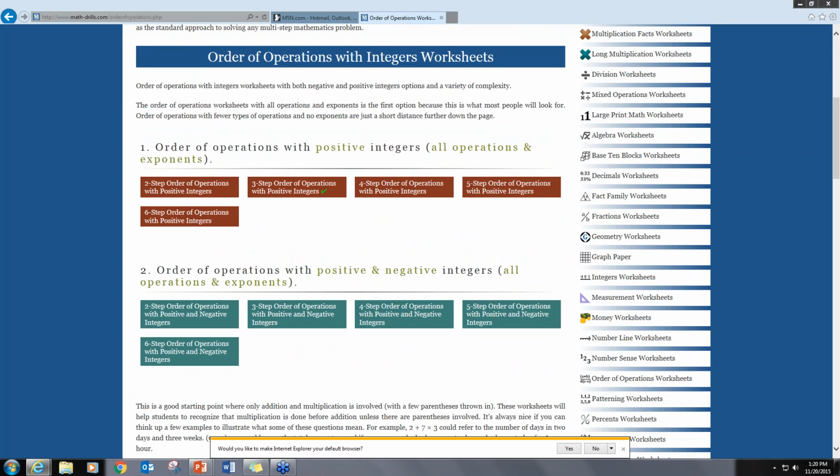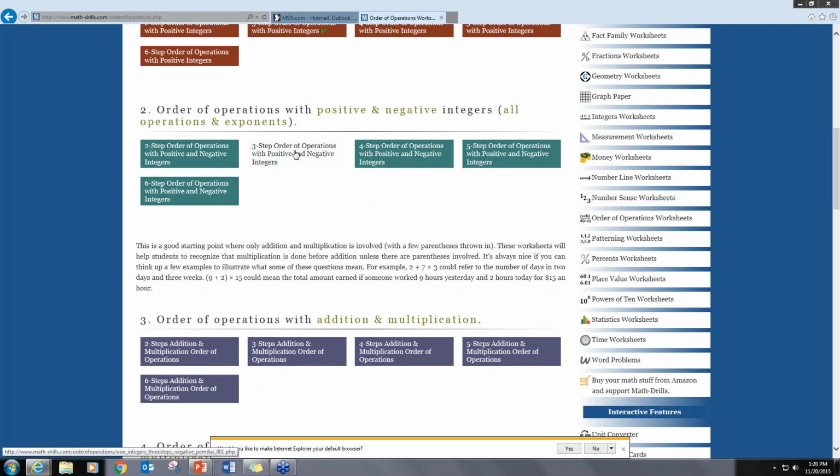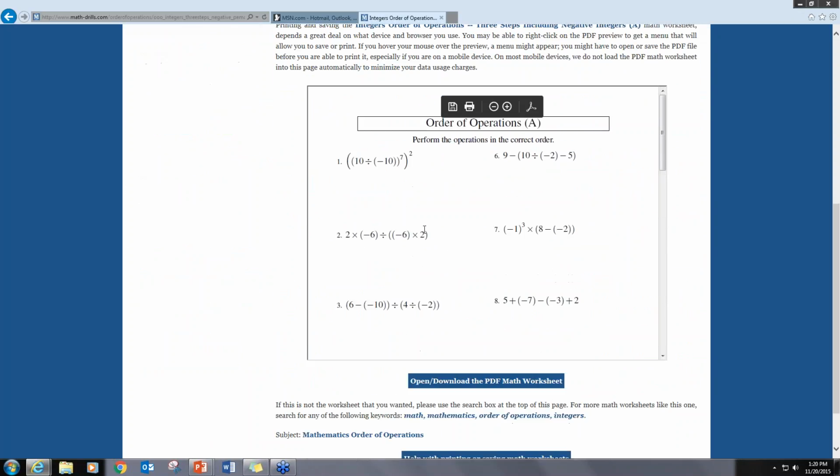And look at all the different types of choices we have. The first one is the order of operations with positive integers, all operations and exponents. We can also choose from positive and negative integers, all operations and exponents. This is where the parentheses might show up that are not a grouping parenthesis, but actually are keeping the negative separate from the positive numbers. So that might be a place that the students think that a parenthesis has to be done first. So that's a great discussion right there.